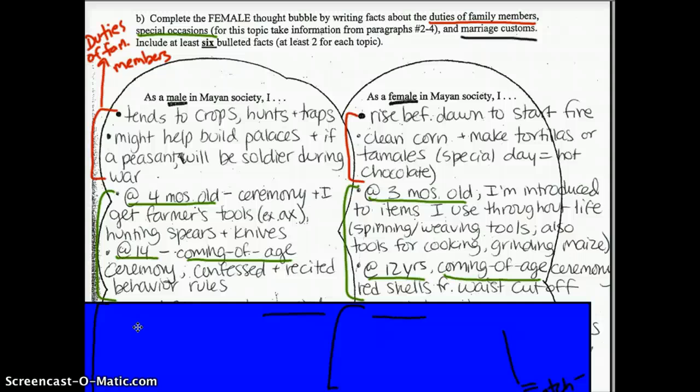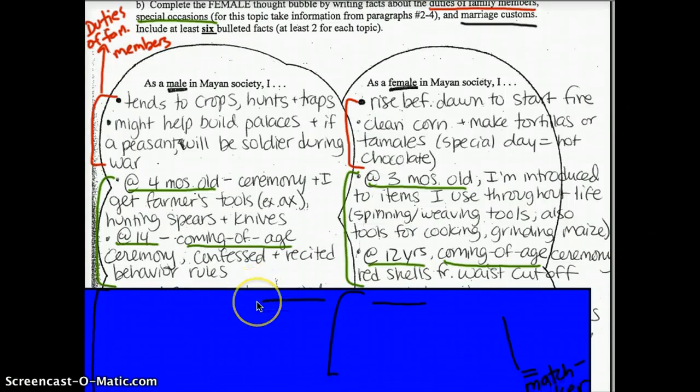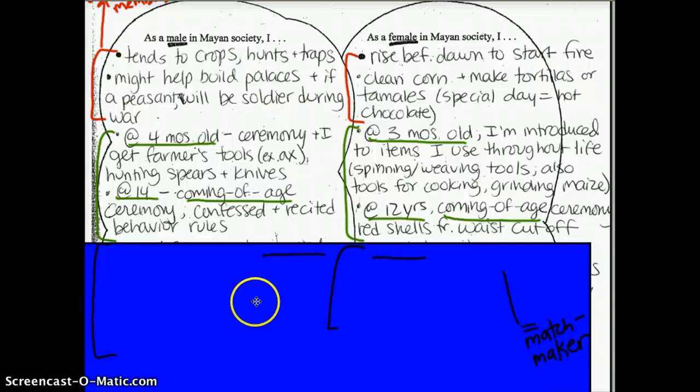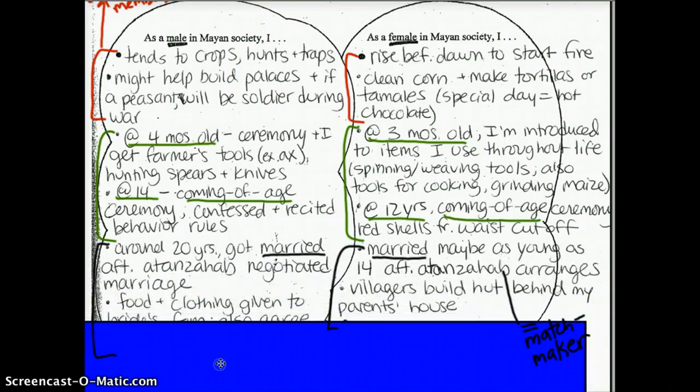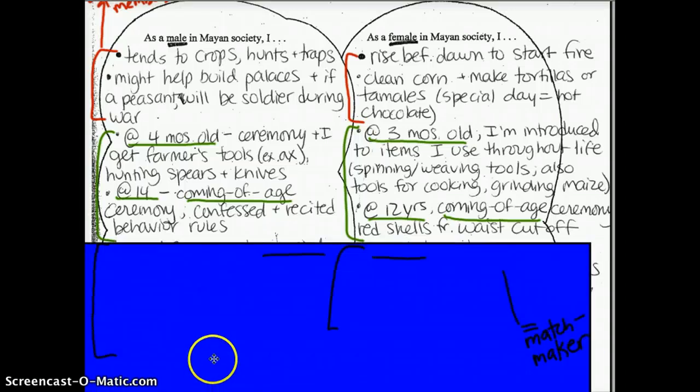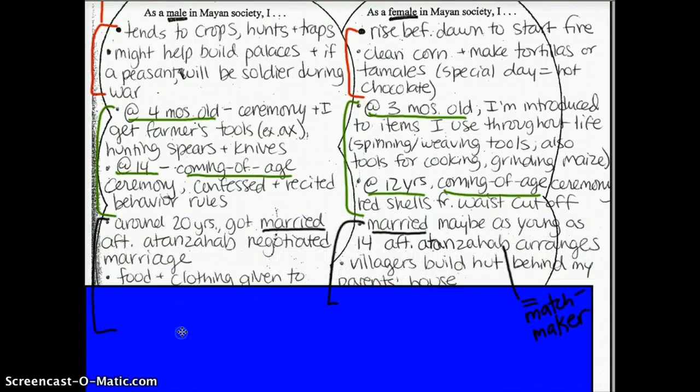There's different ceremonies to make you an adult or show that you're transitioning to be an adult in our modern times. And you can see here some examples of what the Maya did. Okay, lastly, there's some facts about marriage. Marriage was unique in that it was negotiated. So let's see if I can get these facts visible.